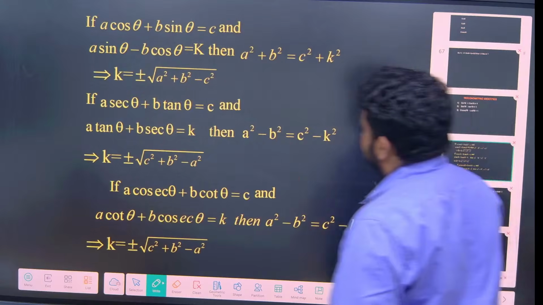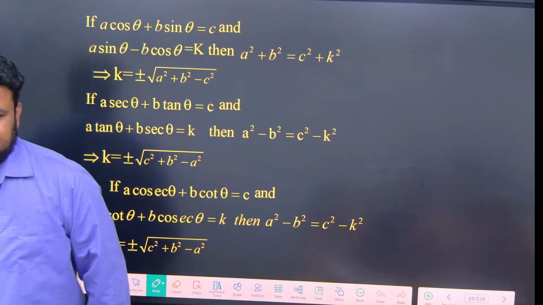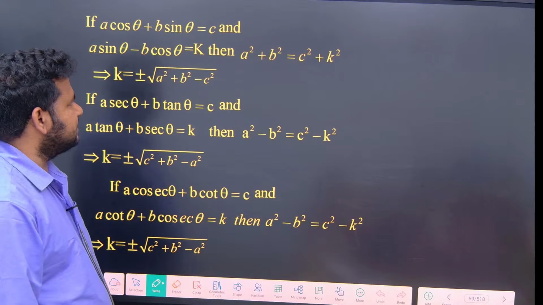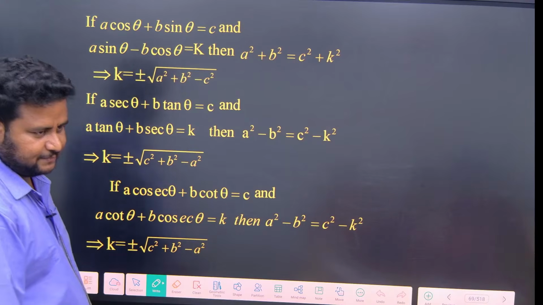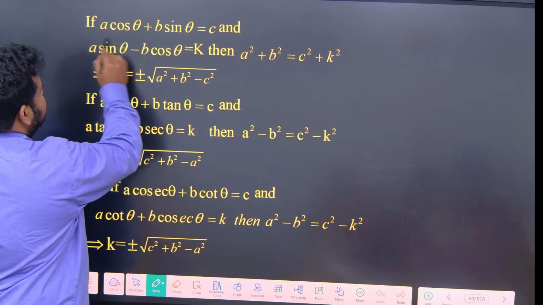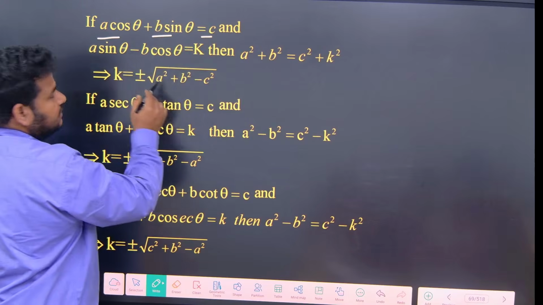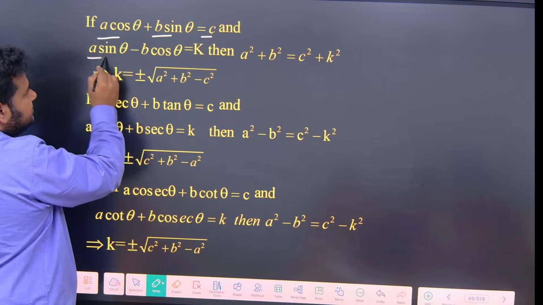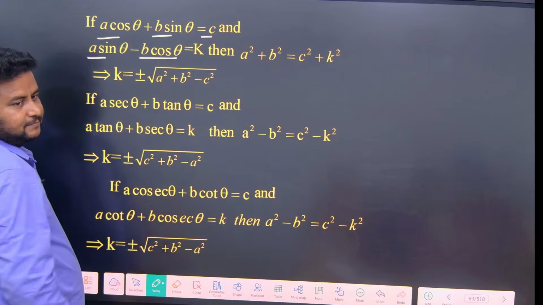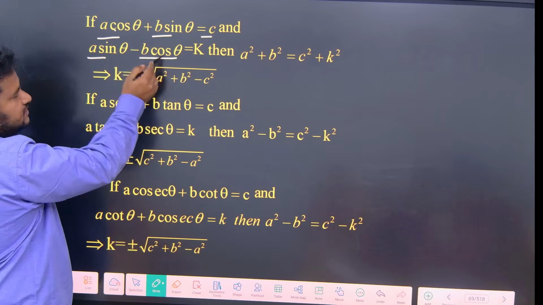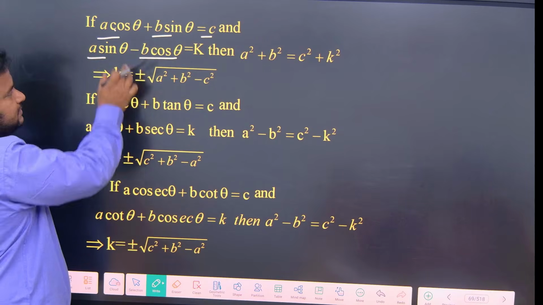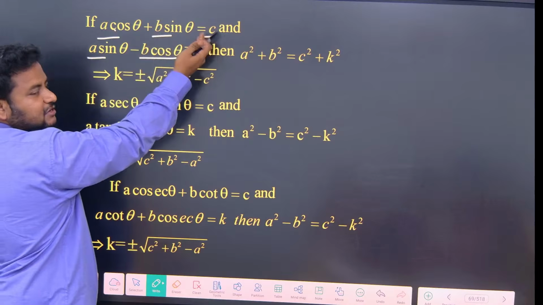This slide is highly important. If a cos theta plus b sin theta is equal to c, observe carefully. Now what is happening? Cos is here, it is becoming sin: a sin theta minus b cos theta. Here it is interchanging places. So a and b are remaining in the same place. a cos theta plus b sin theta is some value c.